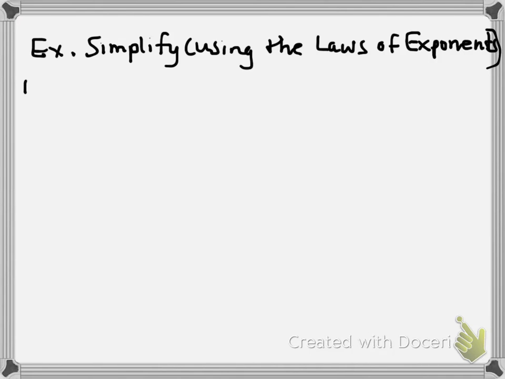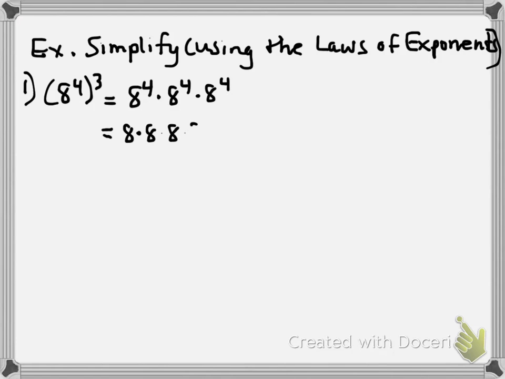Okay. So, first problem. I have a to the 4th power, and I want to cube it. What I don't want to do is to have to continue to draw this out. I don't want to say I have a to the 4th and it shows up 3 times. And then I really don't want to say, well, a to the 4th means this, and a to the 4th means this, and a to the 4th means this. And then I really don't want to have to count those. 1, 2, 3, 4, 5, 6, 7, 8, 9, 10, 11, 12.